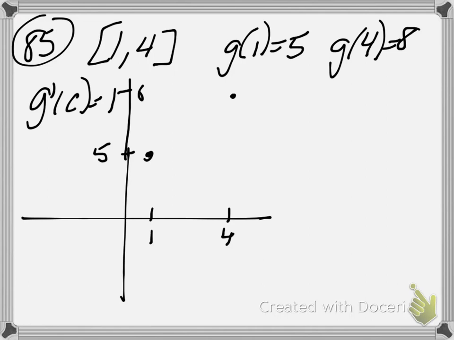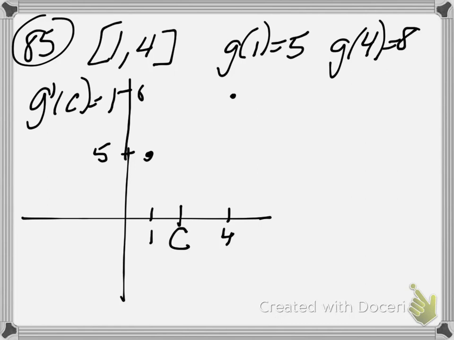And how do we know that G prime of C, so there's got to be some value C here, between 1 and 4 it's saying. It says there is a number C in the open interval 1 through 4, where the derivative is going to equal 1. So hopefully this sounds like the mean value theorem to you. That's the one where you do f of b minus f of a over b minus a, and then you set that equal to the derivative.